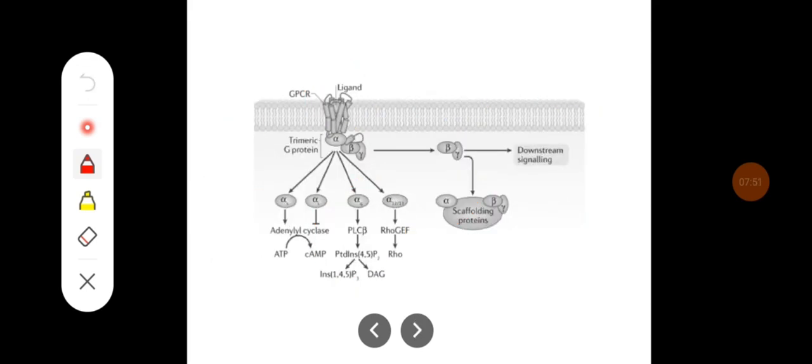So this is another example of the G protein receptor activation. They can have multiple modalities of giving a response. It may increase the cyclic AMP levels, it may increase DAG levels, or it can increase the Rho levels.